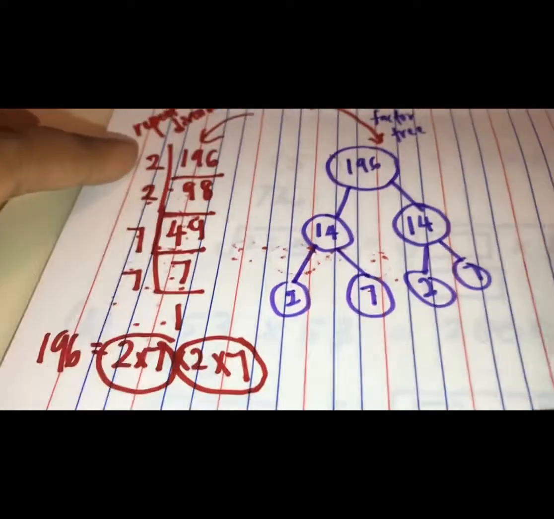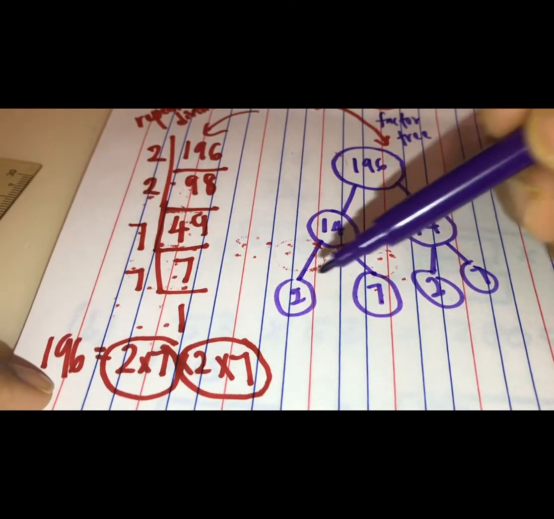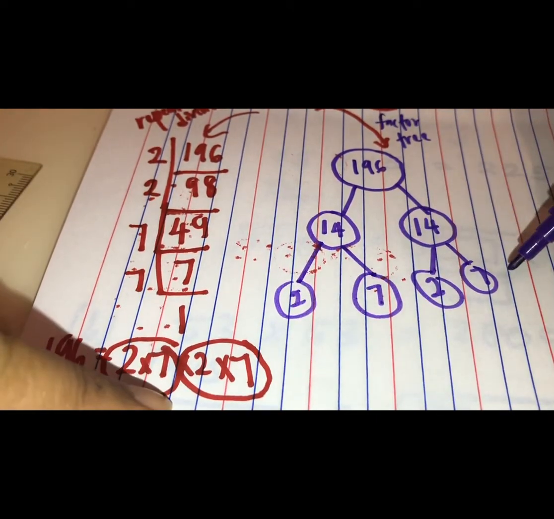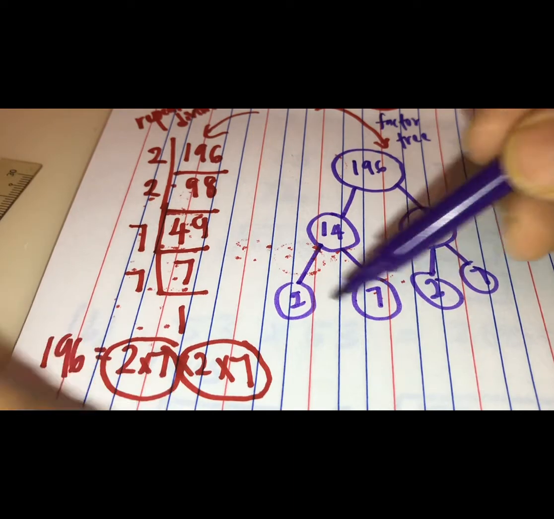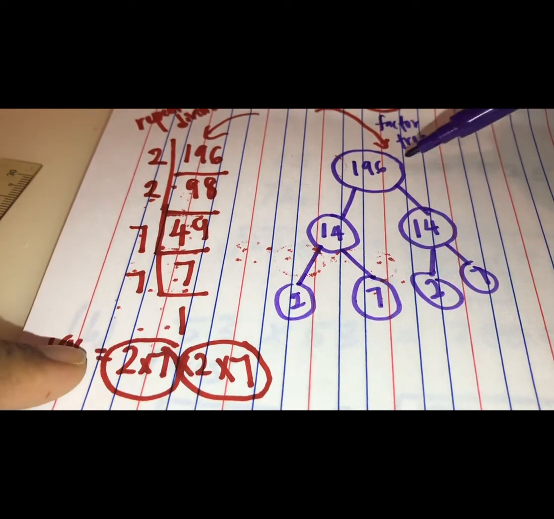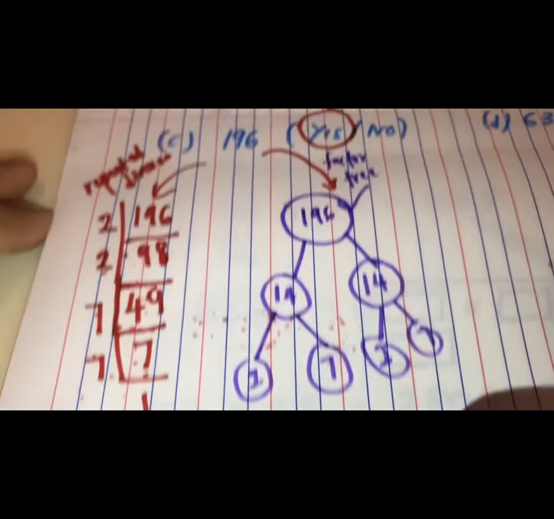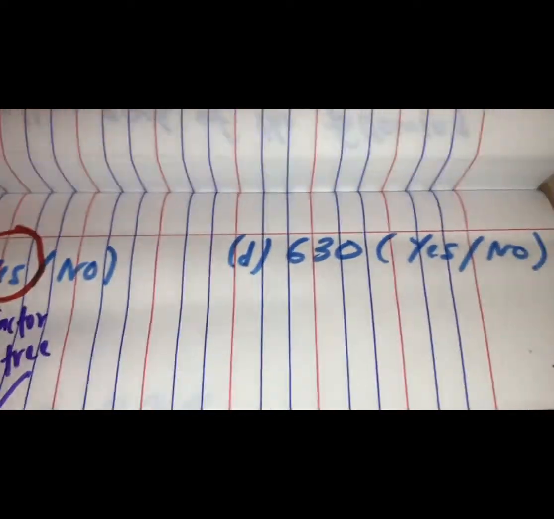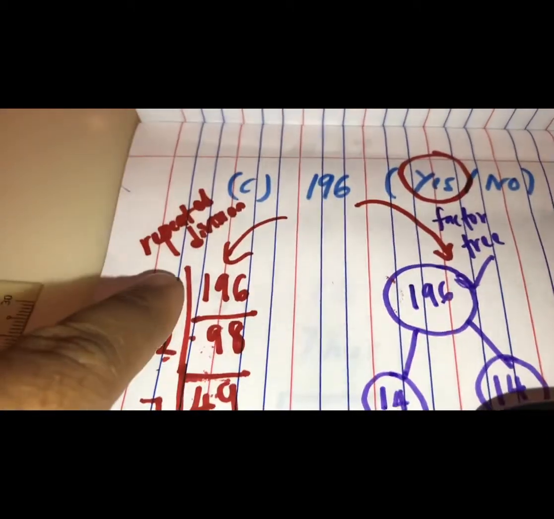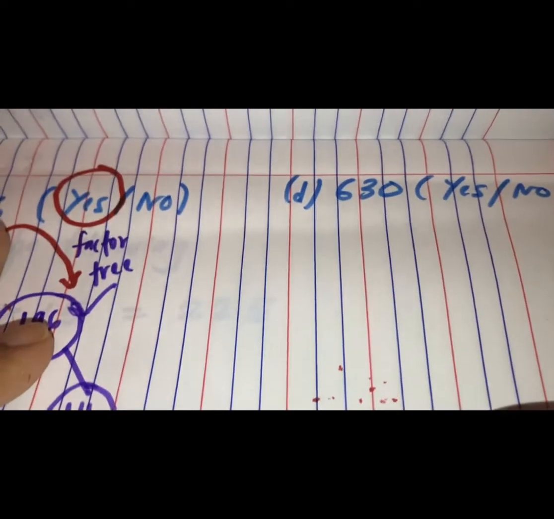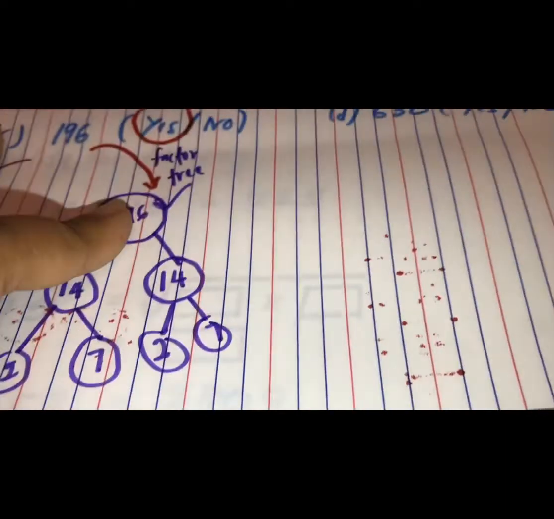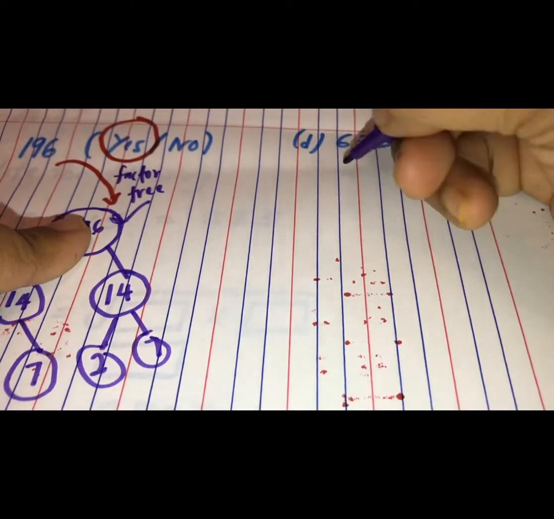Okay, so you can write like this: 196 equals 2 times 7, 2 times 7. Okay, same. So you can form two identical groups. So 196 is a perfect square. Okay, so you circle the answer. Yes. Okay, for this one, 630, you can use this method or this method. Both can.